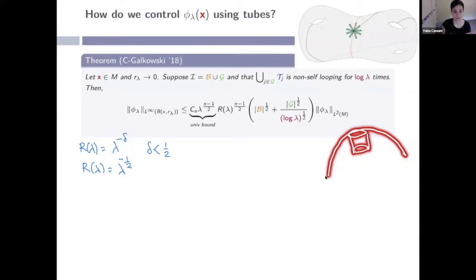Okay. So because you're covering this co-sphere fiber at X, and these balls have their heads in the co-sphere fiber, then the volume of each of these tubes is R of lambda to the power of n minus 1. So what you're seeing here is the volume of a single tube, the square root of the volume of a single tube.